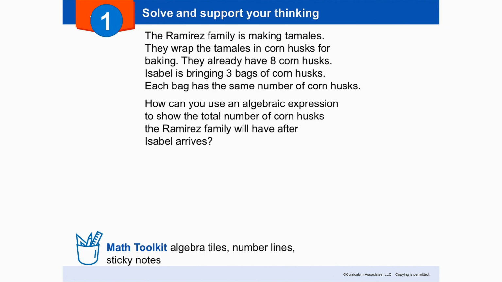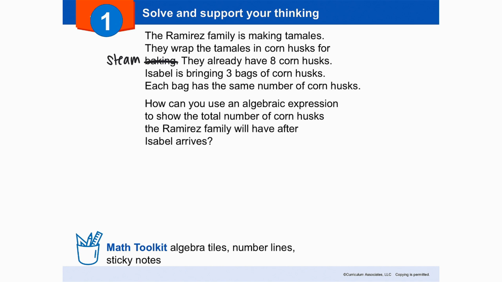Looking at number 1, the Ramirez family is making tamales. They wrap the tamales in corn husks for baking. And this one, I'm just going to cross out there for you. We actually steam tamales for steaming. They have 8 corn husks. Isabel is bringing 3 bags of corn husks. Each bag has the same number of corn husks. How can you use an algebraic expression to show the total number of corn husks the Ramirez family will have after Isabel arrives?